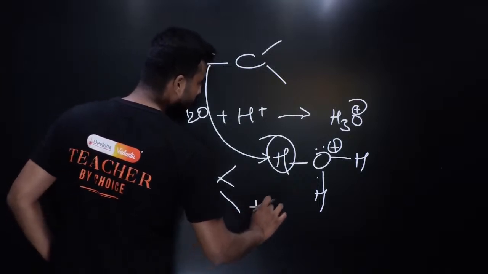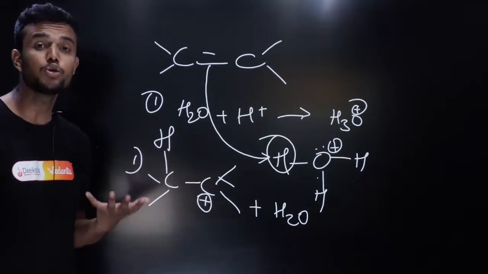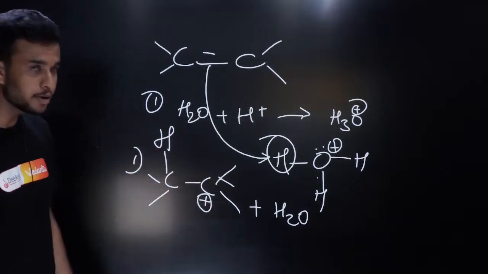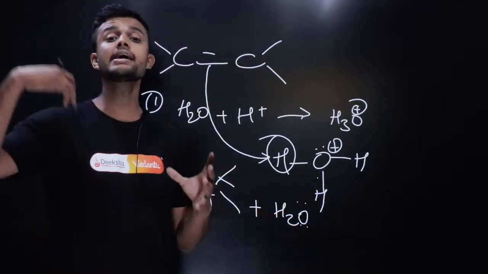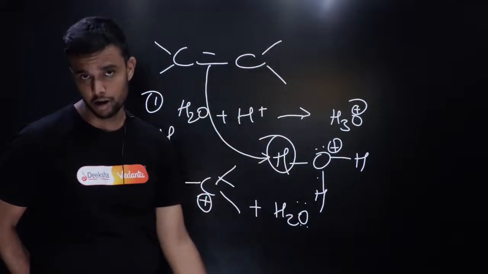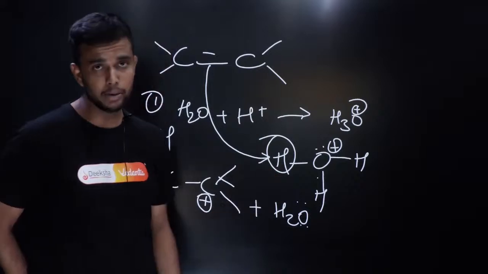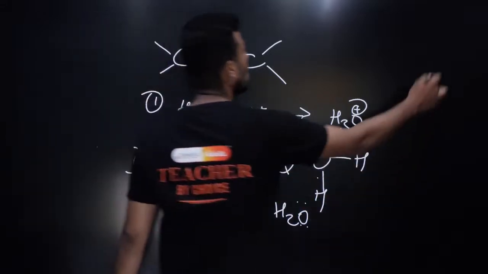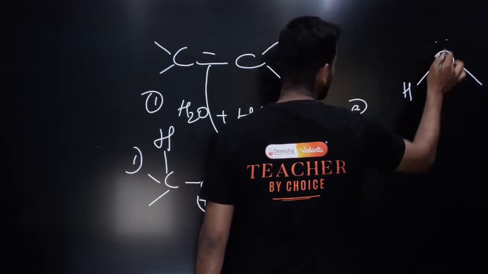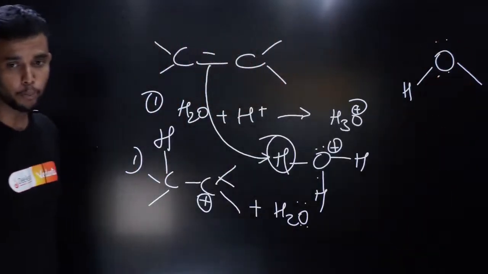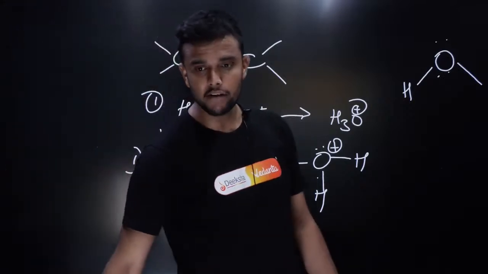In the second step, what happened? The nucleophilic attack happens. Water is also a nucleophile. Why? Because a nucleophile has higher electron density or lone pairs of electrons. In the water molecule, oxygen forms covalent bonds with two hydrogens, and then we have two lone pairs of electrons.